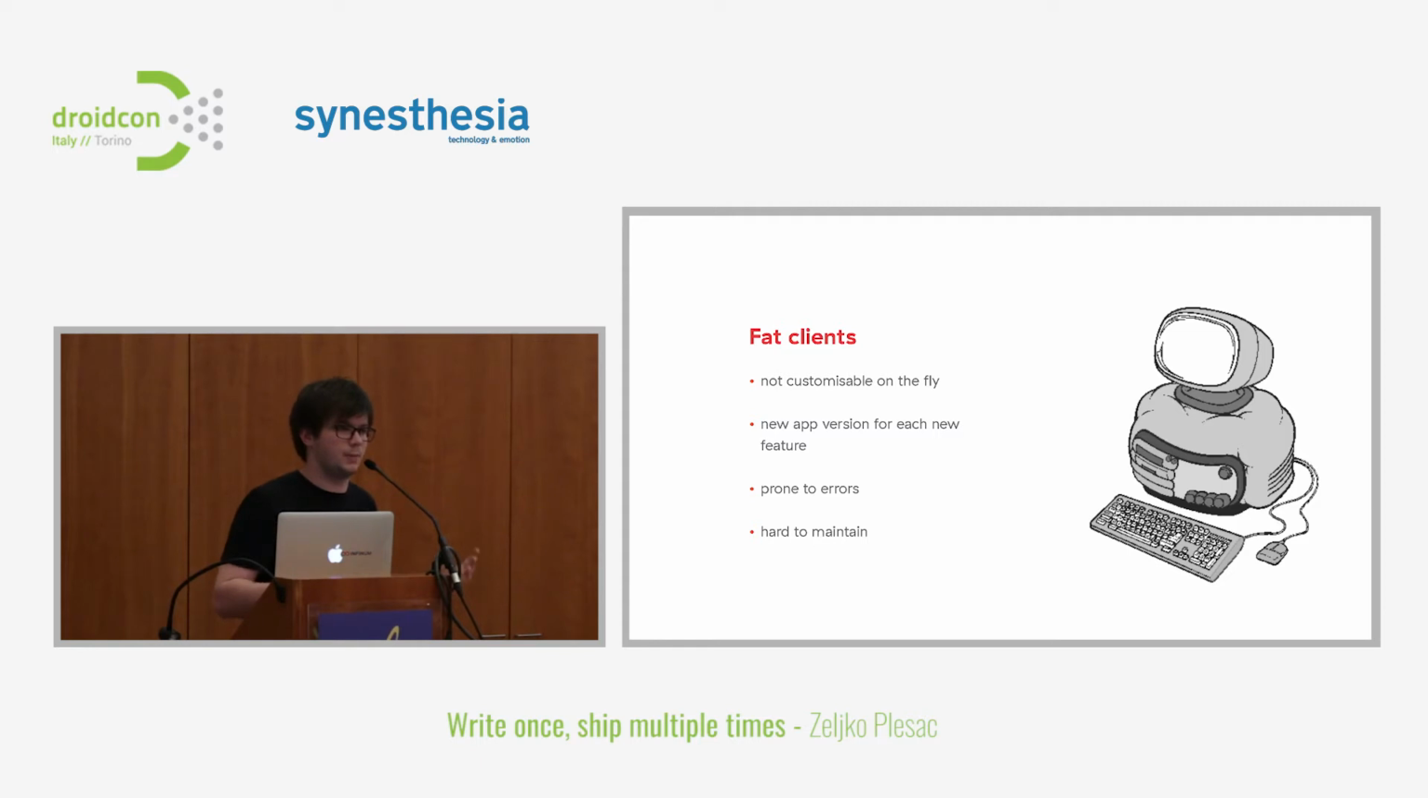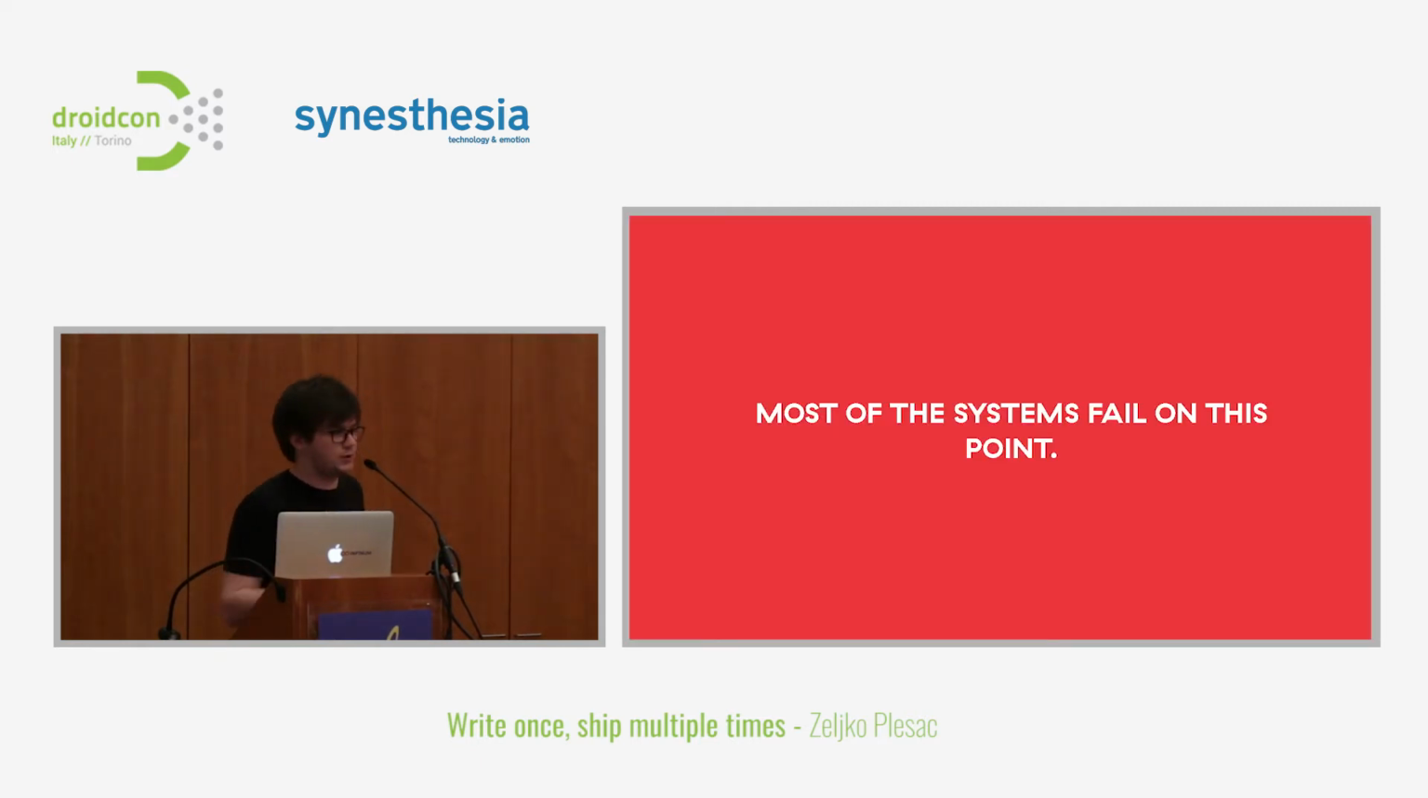And we are talking about 100 apps, 200 apps, 500 apps, and you'll have to force your users to update them. That's not such a trivial task. So the best thing is to move everything that is business related to the server. And that type of architecture is called thin client. And the interesting thing is that most of the systems fail on this point.